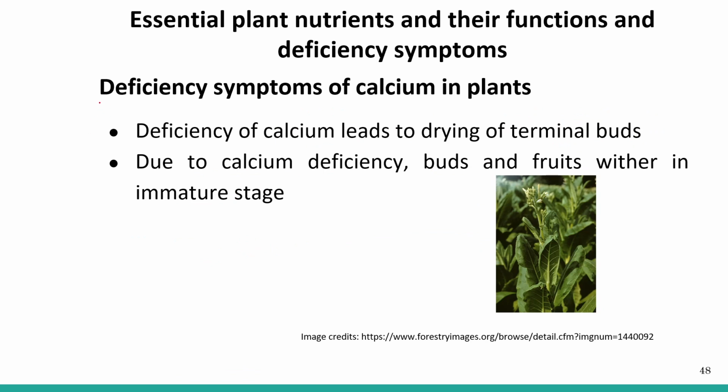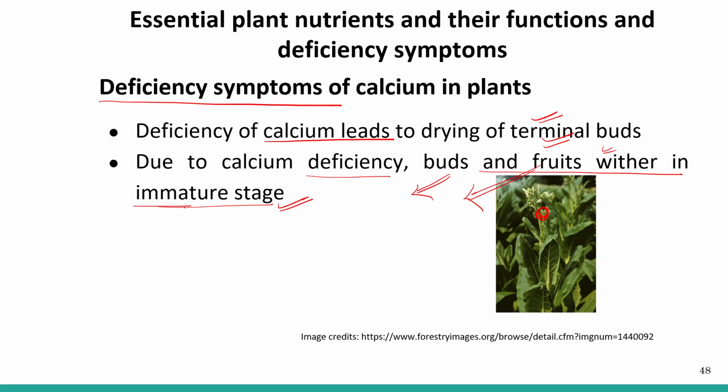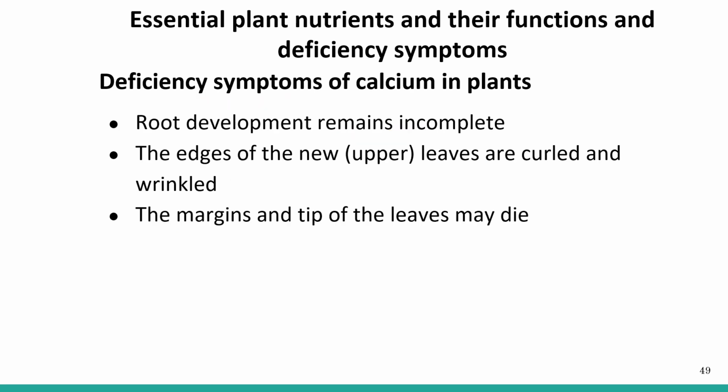Okay, so let us talk about some of the deficiency symptoms of calcium in plants. Deficiency of calcium leads to the drying of the terminal buds. Very important. These terminal buds get dry if calcium is not present in the plant. Due to calcium deficiency, the buds and fruits wither in the immature stage. So there will be a loss of production if the buds and fruits wither away without getting mature. So there will be a great loss.